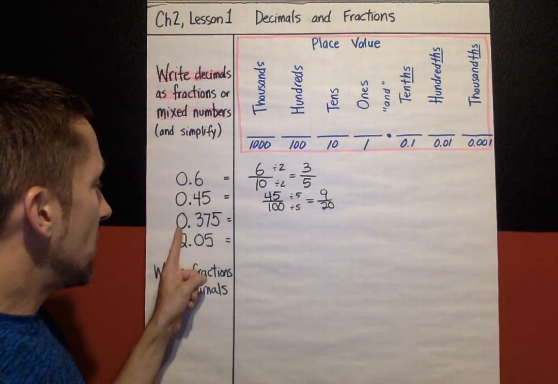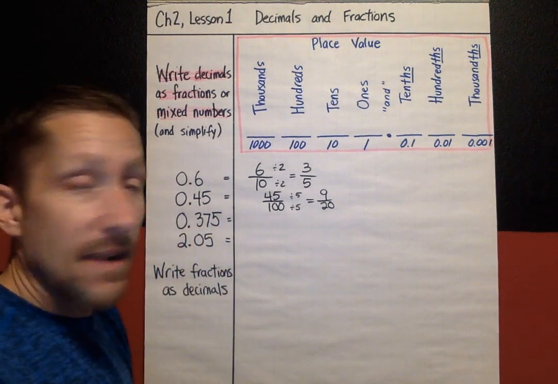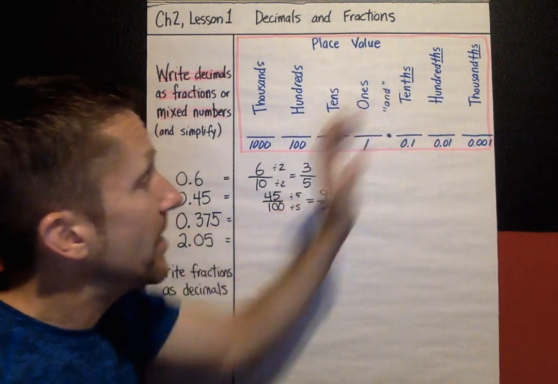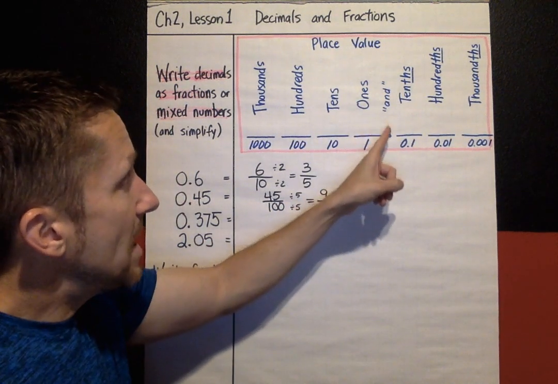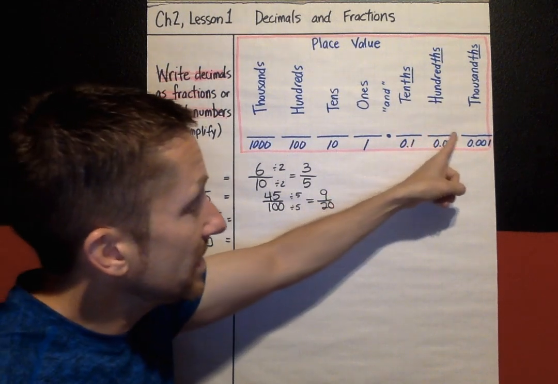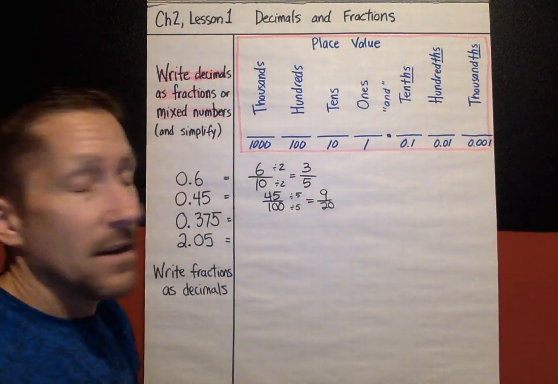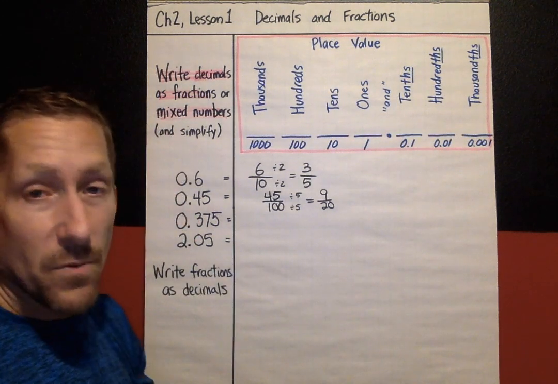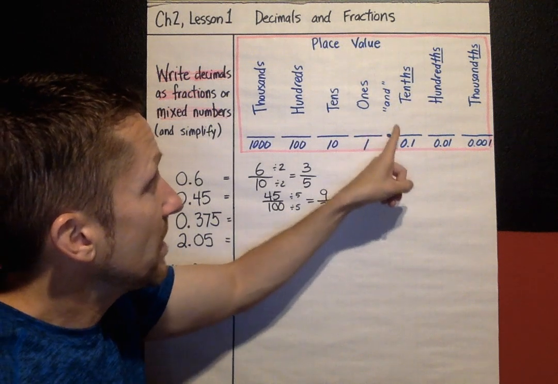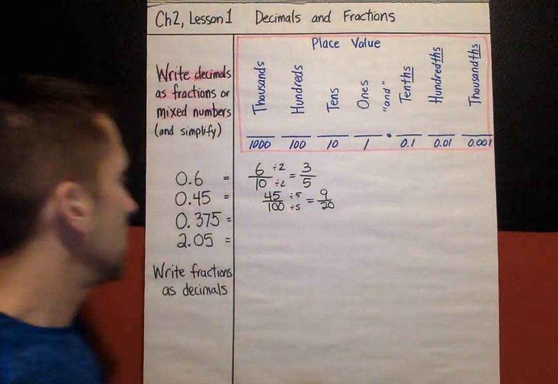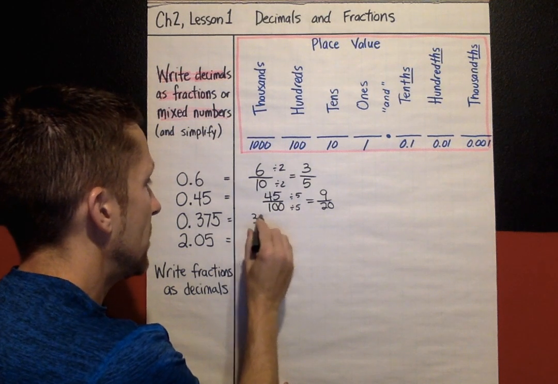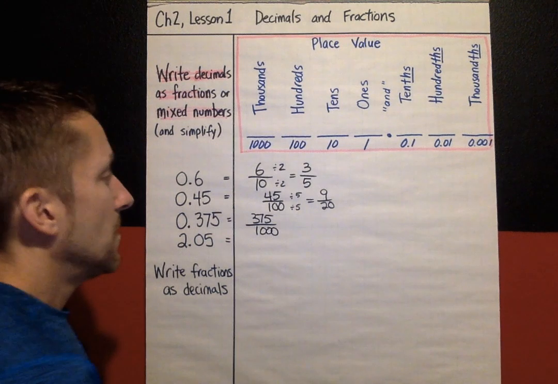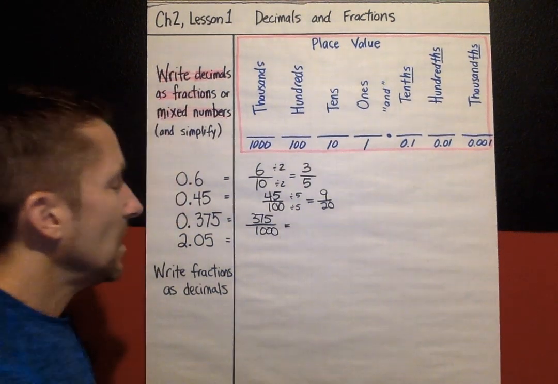Next example, 0.375. Again, I'm putting that into my place value, so 0.375, and then I say it. 0 and 375 thousandths. What you say with the place value meaning is what you write down as a fraction. 0 and 375 thousandths. So I would write 375 thousandths. There's my fraction.